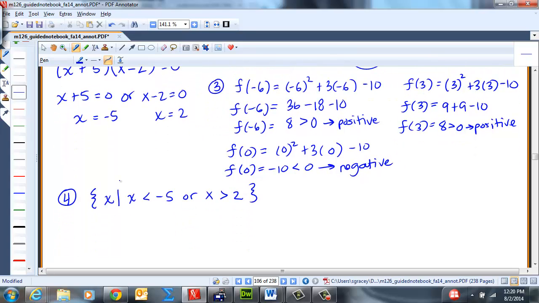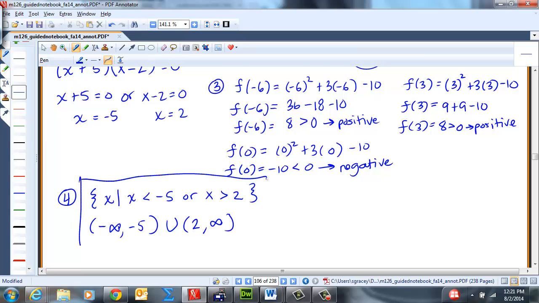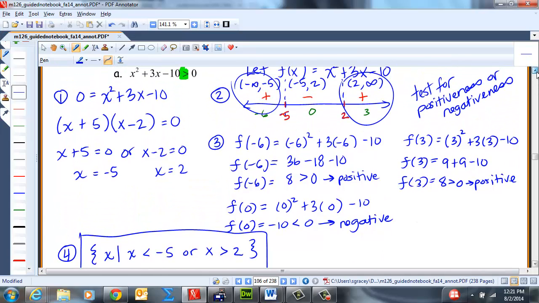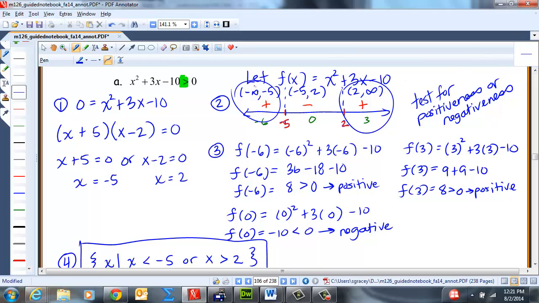Now in interval notation, which by the way is much more commonly used, so you need to learn the interval notation, we would have minus infinity to minus 5. The parentheses means we're not including the endpoints. Union 2 to infinity. And that's your answer. So graphically, it's really kind of cool. If we break out the graphing calculator, and we'll get up to what our original inequality was.